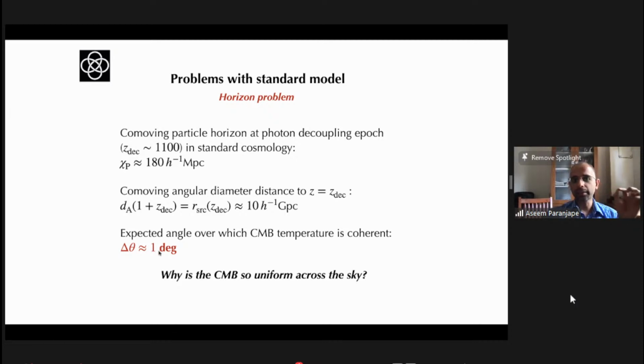So this is the horizon problem. The question is, why is the CMB so uniform across the sky? And unlike the flatness problem, it is not a question of aesthetics anymore. It is a question of your understanding of causality. If you do not answer this problem, there is something wrong about the way causality works in the early universe. So this is a really pressing problem and you have to address it.